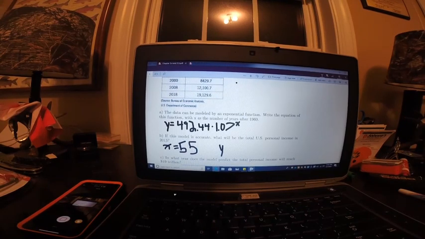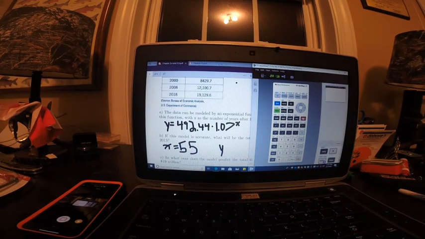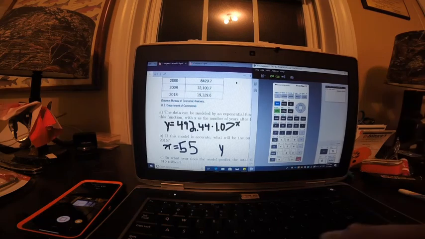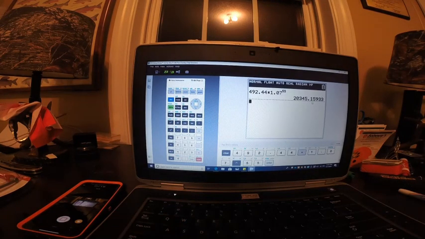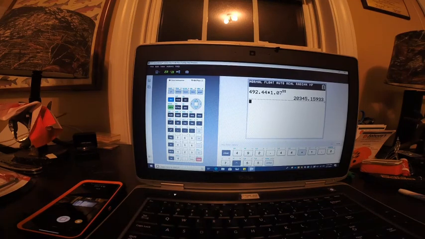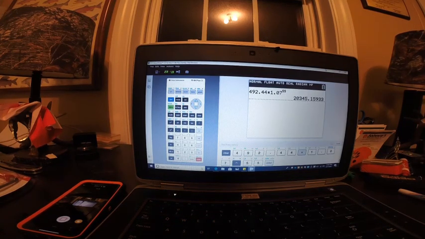So what we're actually doing is plugging this 55 in for this x. Let's go to our calculator and do this. So I'm going to clear this out. I'm going to say, okay, 492.44 times 1.07 raised to the 55. If you do that, you'll wind up with 20,345.15933. What I'll tell you about this, if you use the rounded one, sometimes you won't be close enough decimal wise for the MyStatLab or MyMathLab to give you credit.